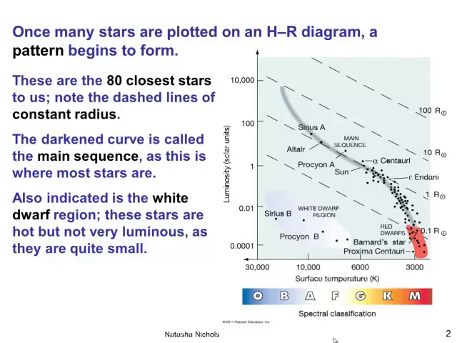Now, I want to draw your attention to the darkened shaded curve. That curve is called the main sequence. That is where about 90% of the stars are located. The points that are plotted in this HR diagram are for stars lying within 5 parsecs of the sun.